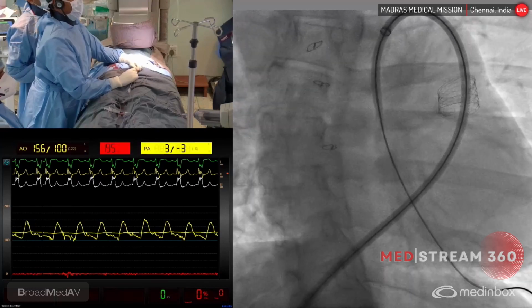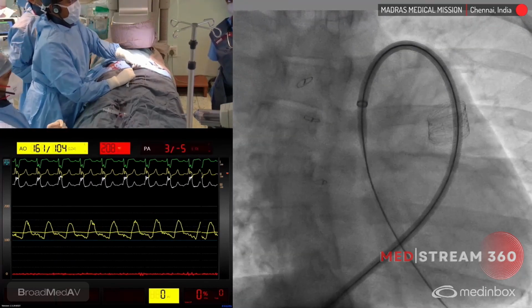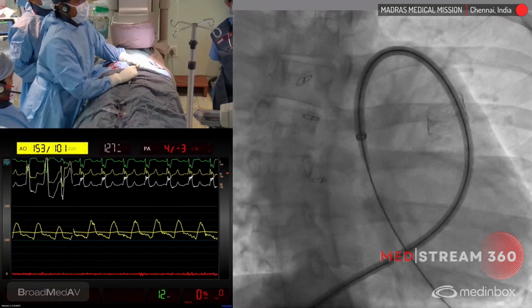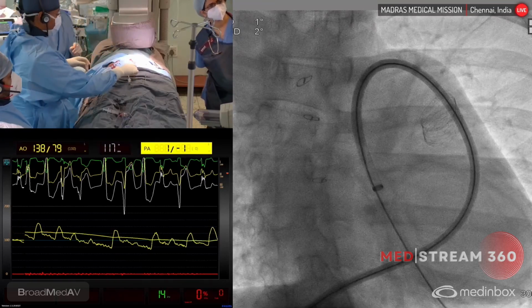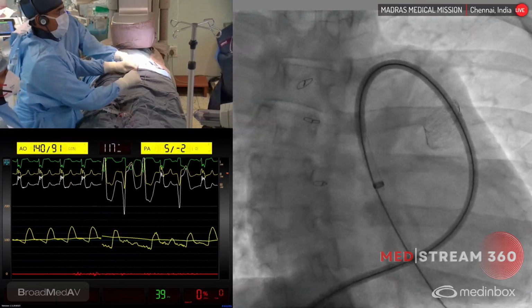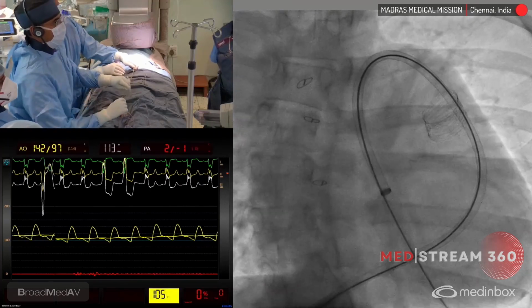Can you center the table? So I'm advancing the sheath over the dilator. I've gone reasonably deeper. So I am taking out the dilator.